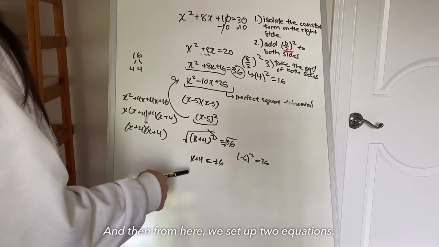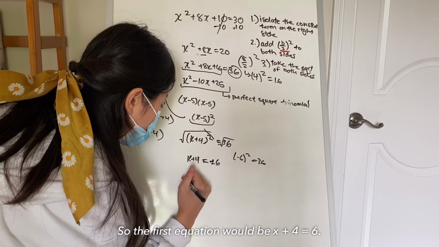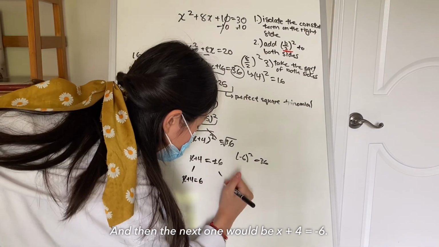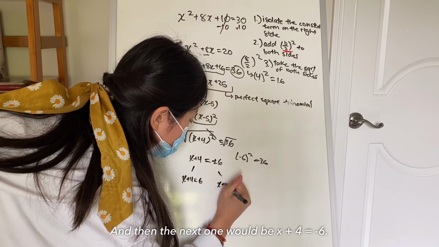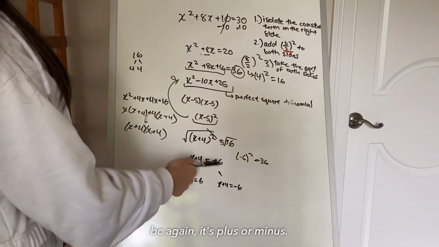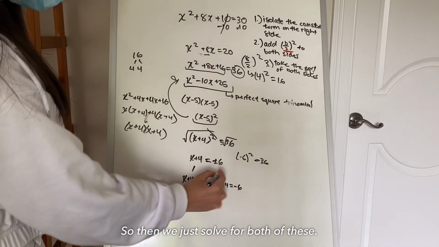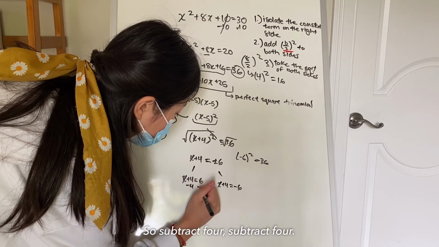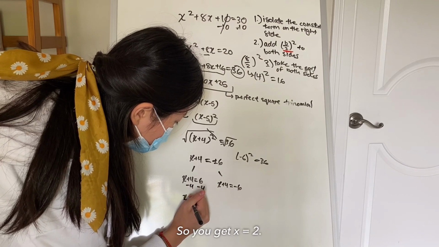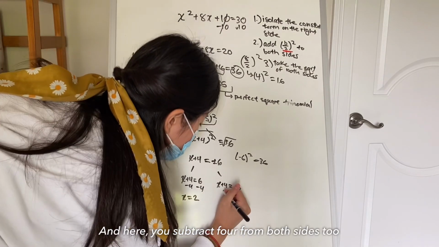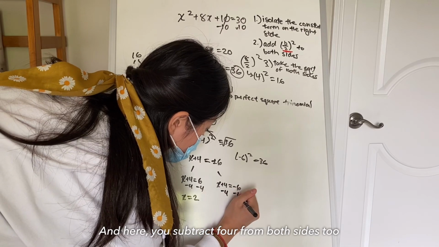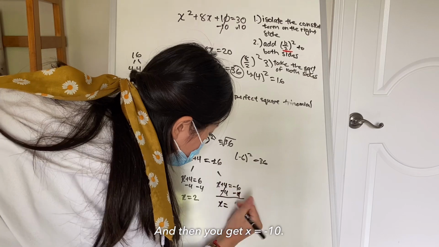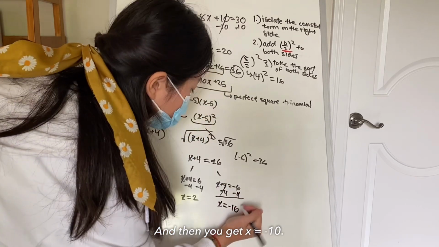And then from here we set up 2 equations. The first equation would be x plus 4 equals 6, and the next one would be x plus 4 equals negative 6, because again it's plus or minus. Then we just solve for both of these. You subtract 4 from both sides for the first one, so you get x equals 2. And for the second, you subtract 4 from both sides and you get x equals negative 10.